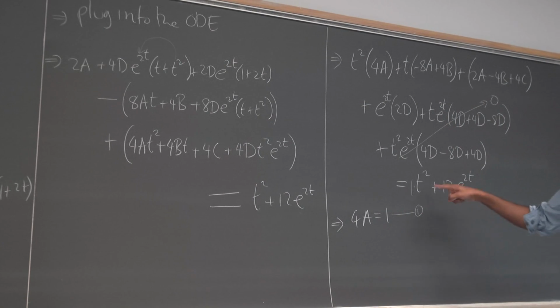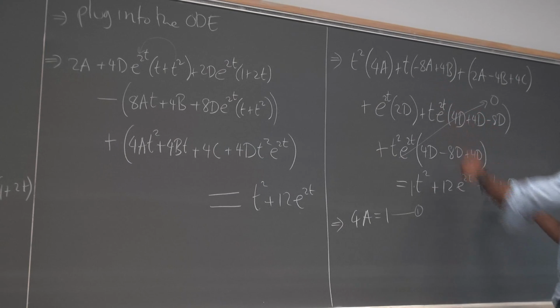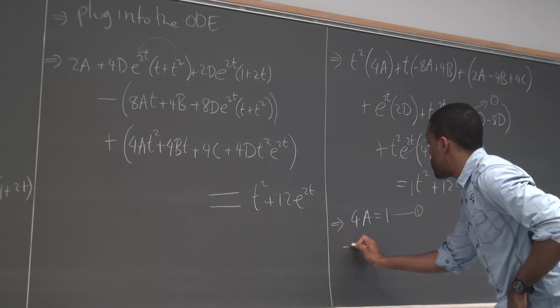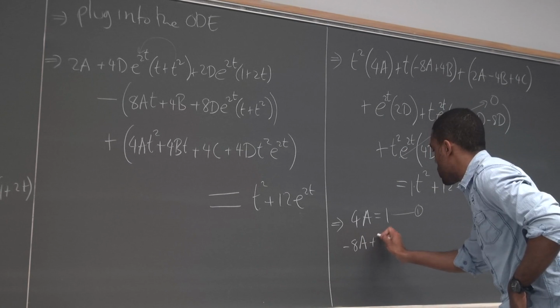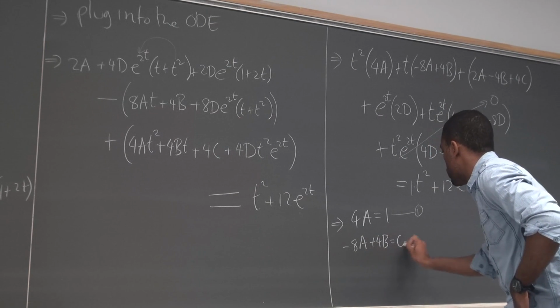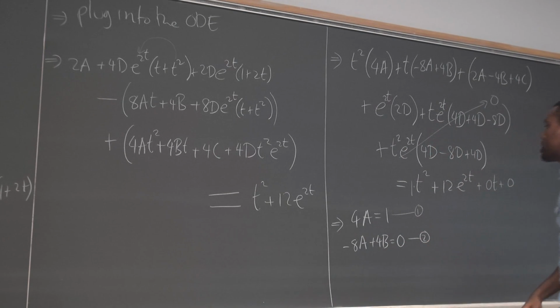What else do I have? I have 0 t's over here. So one thing you're going to have to do is imagine that there are things here with 0 coefficients, right? There are no t's over here. Over here, this is the amount of t's I have. That would also mean that minus 8a plus 4b must be equal to 0. That is the second equation. I have no constants on this side, which means the constant term has to also be 0.